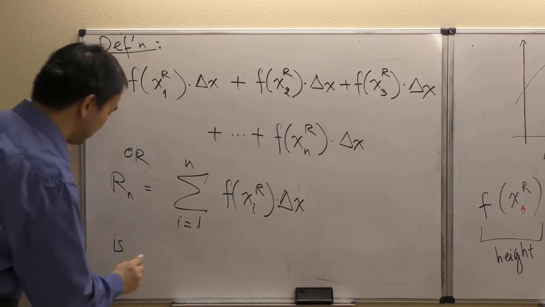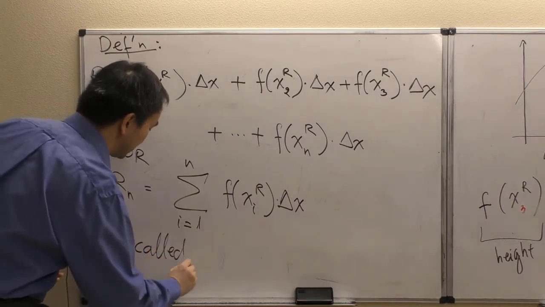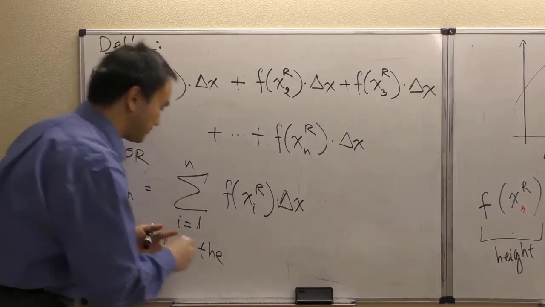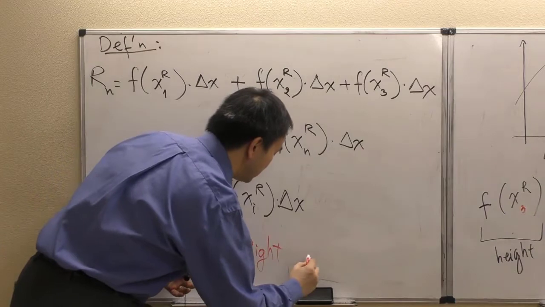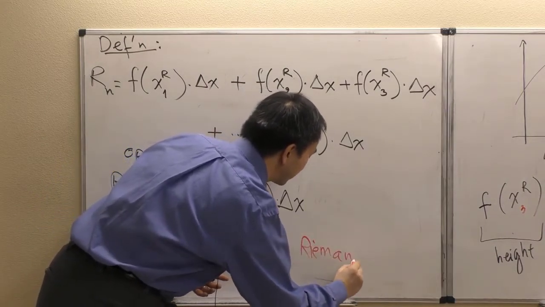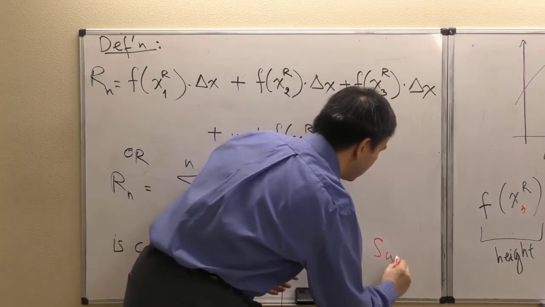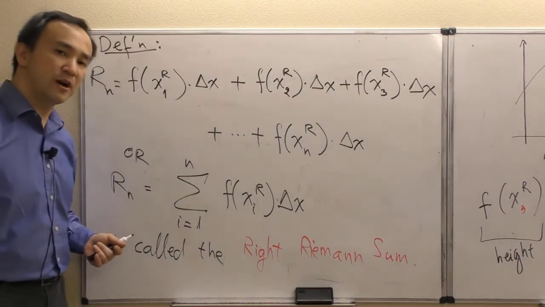Okay, and so the sum defined like that is called the right Riemann sum. All right, the sum like that is called the right Riemann sum.